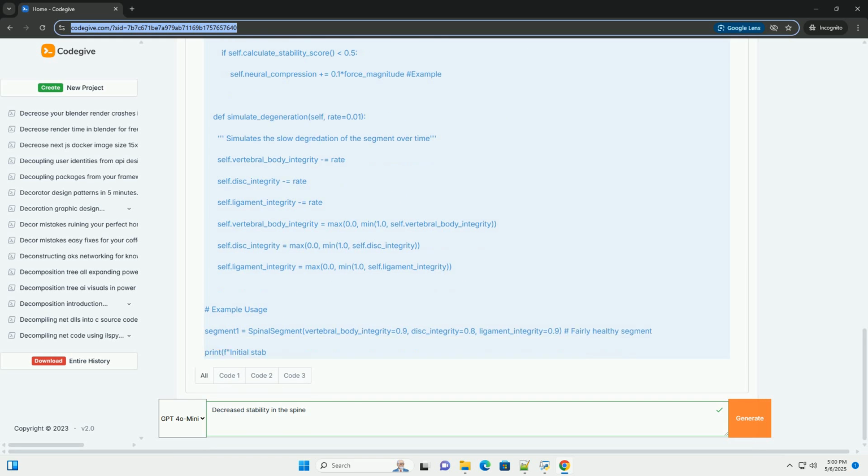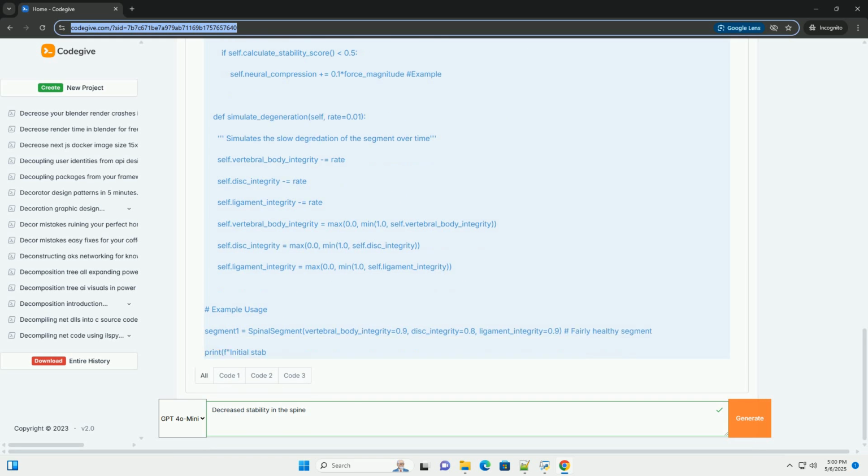CT myelogram: CT scan combined with injection of contrast dye into the spinal canal to visualize the spinal cord and nerve roots. Used when MRI is contraindicated or when more detailed visualization of the neural elements is needed. Bone scan detects areas of increased bone turnover, which can indicate fractures, infections, or tumors.